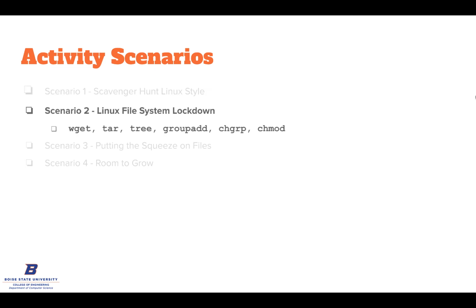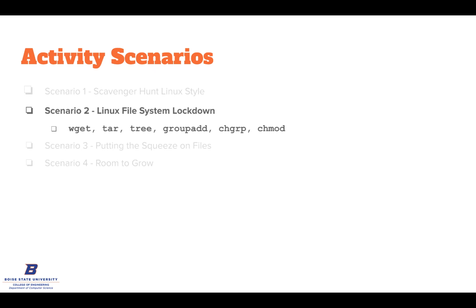Scenario 2 will expand upon this idea. You will explore how to view all the files in a tree-like structure. You will look at groups and adding new groups, adding people to groups, and you will also look at how to change the permissions on the files using the chmod command.